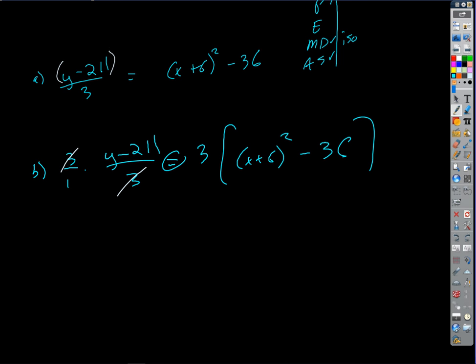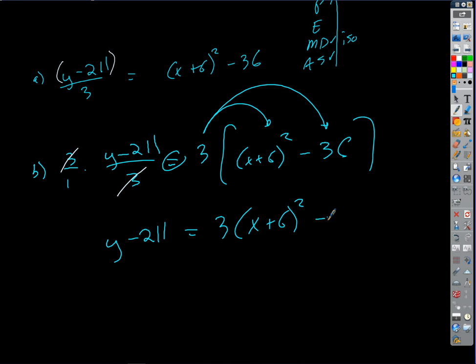How many terms are there? Well, there are 2. This first term is big. It's a quantity that's being squared, but you're not going to try to do anything inside that. But you've got something minus something, right? So when I distribute the 3, I have to distribute it to both of those terms. So over here the 3's cancel, so I get y minus 211 equals 3 times the quantity x plus 6 squared minus 108.